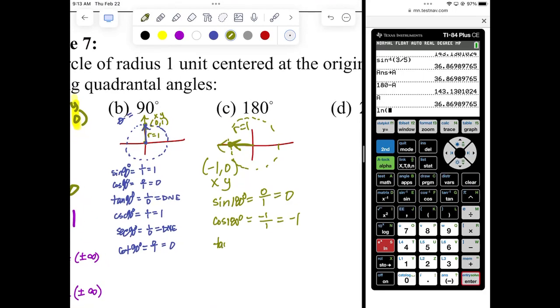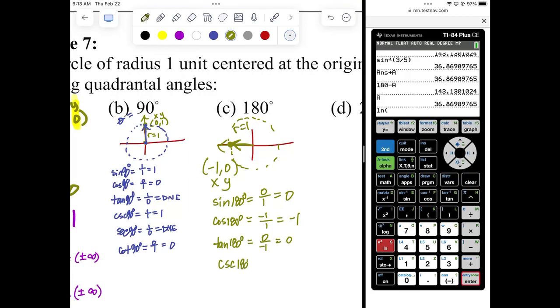All right, what is tangent of 180? Tangent of 180, that's y over x. Y over x is 0 over -1, which is what? Still 0. Still 0. Yeah. Still 0. All right, let's do the reciprocals now.